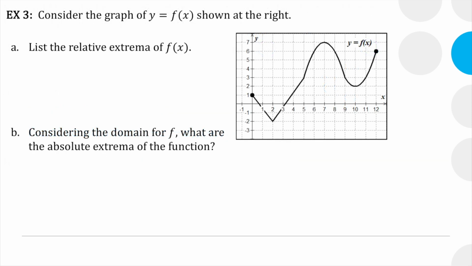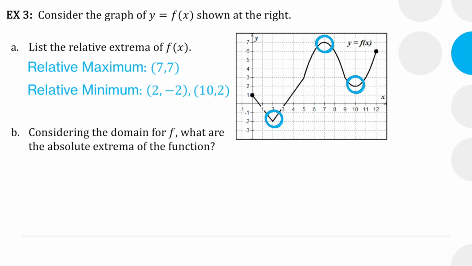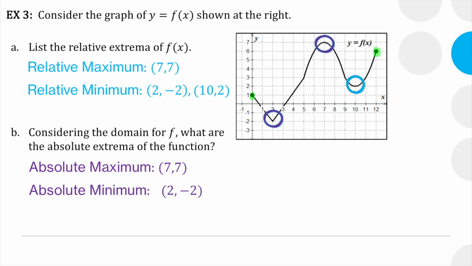Here we have the graph of f of x. We're going to list the relative extrema. We have a relative maximum at 7, 7. We have two relative minimums, one at 2, -2, and the other at 10, 2. Considering the domain of this one, what are the absolute extrema of the function? This is a closed function. So keeping that in mind, we have an absolute maximum at 7, 7, and our absolute minimum is 2, -2.